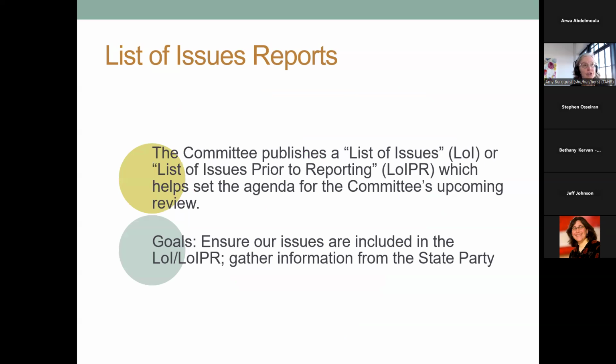For those teams doing list of issues reports, as I've mentioned in going over the two different reporting cycles, the committee publishes a list of issues, or LOI, or if it's following the shortened reporting procedure, the list of issues prior to reporting, and that helps set the agenda for the committee's upcoming review. So our goal, if we're doing this reporting at this earlier stage, is, well, two different goals: ensure our issues are included in the LOI that the committee publishes, and also potentially to gather information from the state party.